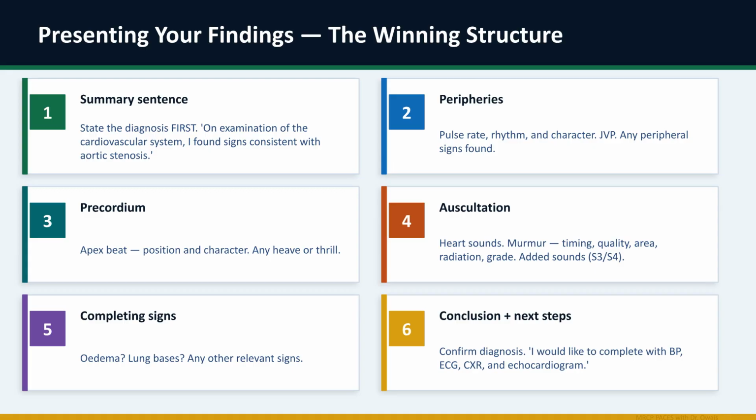The winning structure for presenting findings is logical and concise. Start with a summary sentence stating the diagnosis first. Describe peripheral findings, pulse characteristics, and JVP. Detail the precordium, apex beat position and character, and any heave or thrill. Present auscultation findings, heart sounds, and murmur characteristics. Mention completing signs like edema and lung bases. Conclude by confirming the diagnosis and listing next steps, such as checking BP, ECG, CXR, and echo.